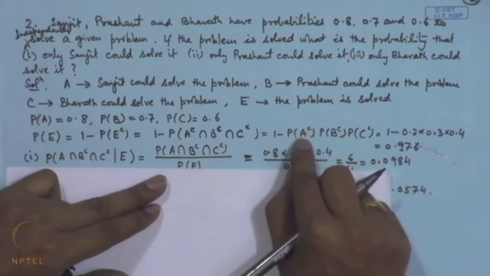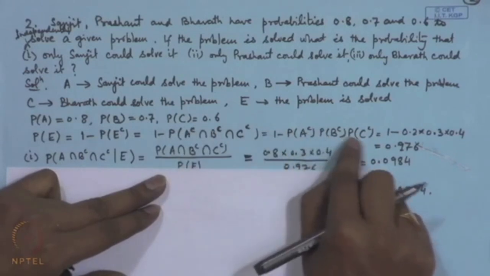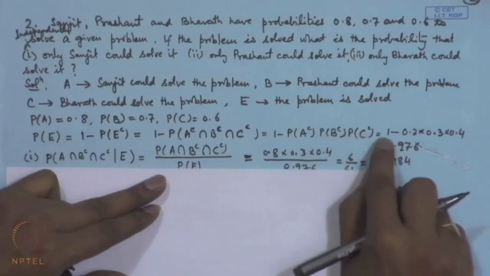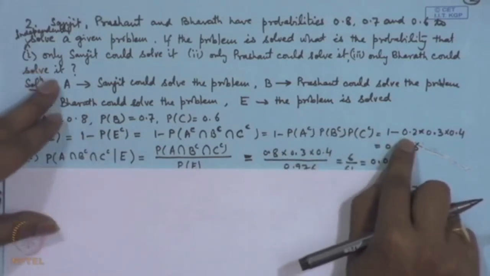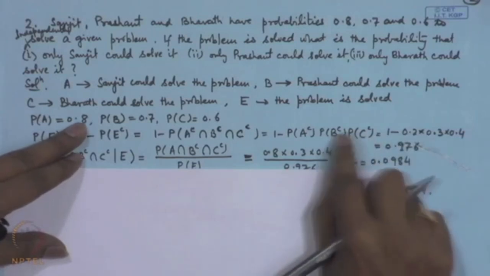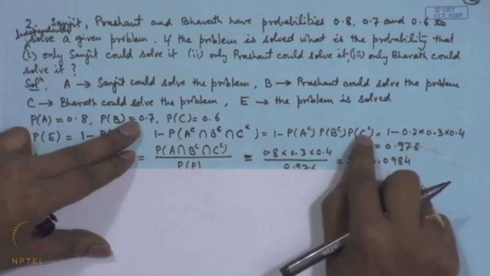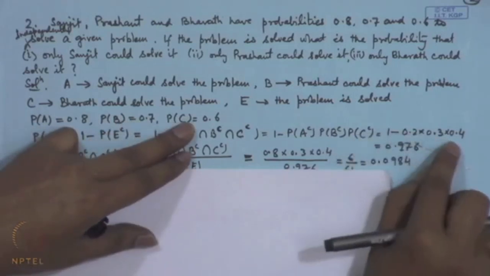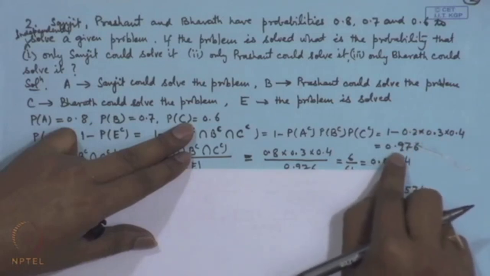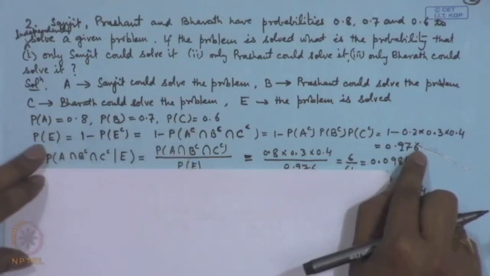Now, once again probability of A, B, C is given to us. So, probability of complements can be easily calculated by taking 1 minus. So, probability of A complement will become 1 minus 0.8, that is 0.2. Probability of B complement becomes 1 minus 0.7, that is 0.3. Probability of C complement becomes 1 minus 0.6, that is 0.4. So, after simplification this becomes simply 0.976, that is the probability of E.